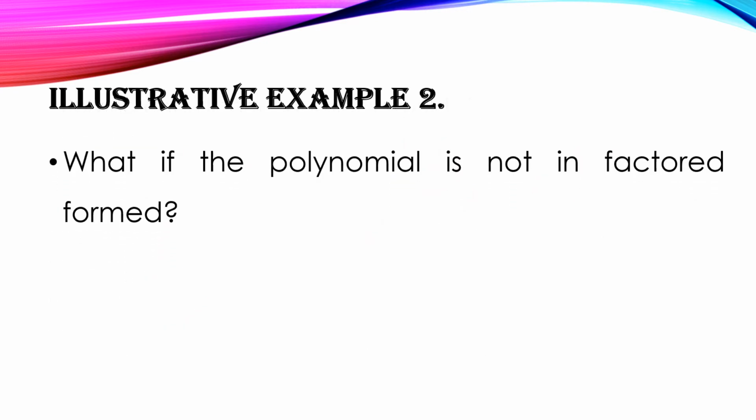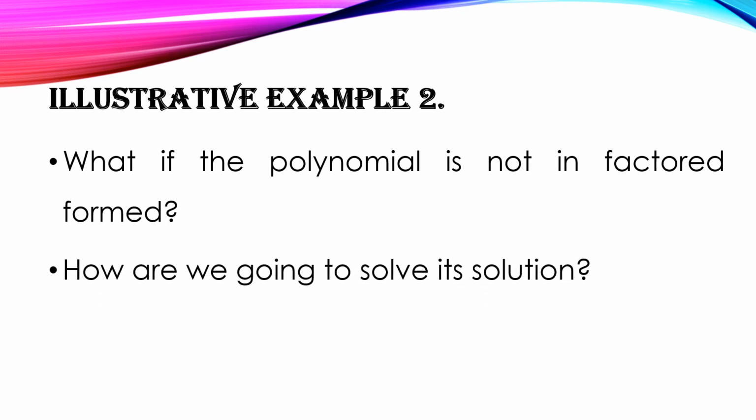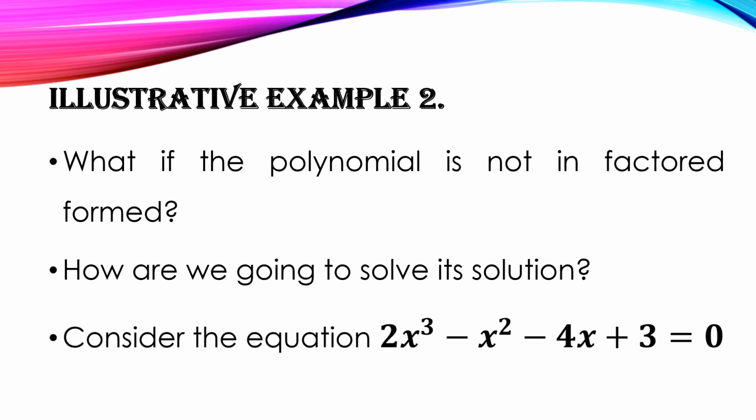Next example, what if the polynomial is not in factored form? So how are we going to solve its solution? So let's consider this. Let's have this as our equation now. So you have 2x cubed minus x squared minus 4x plus 3 is equal to 0. So hindi siya naka-factored form, naka-standard form siya. Okay, naka-arrange naman yun in descending order.